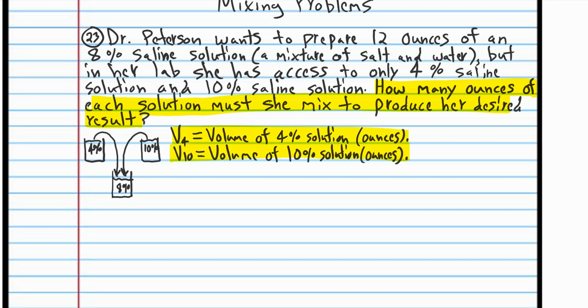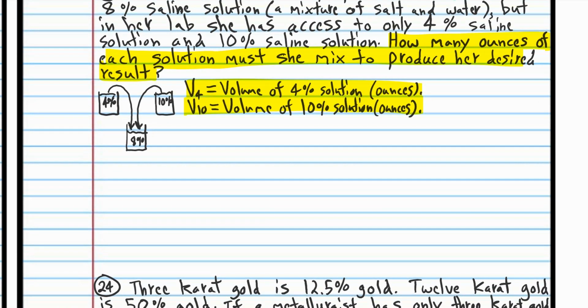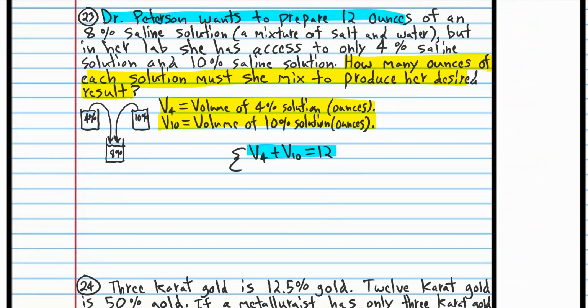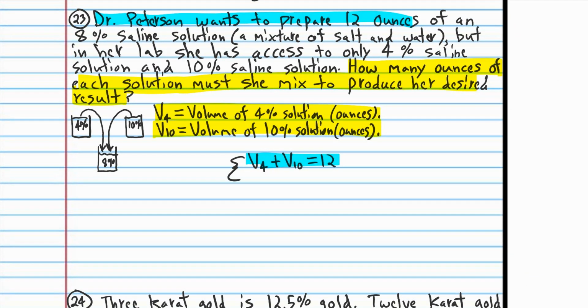Now we're going to look for an easy equation. Dr. Peterson wants to prepare 12 ounces. So that's the easy equation to deal with. So V4 plus V10 is equal to 12 ounces. And now comes the hard part. So the other information is going to give us obviously the next equation.